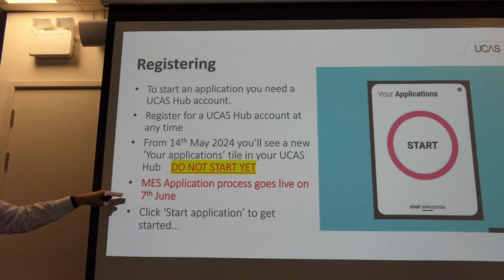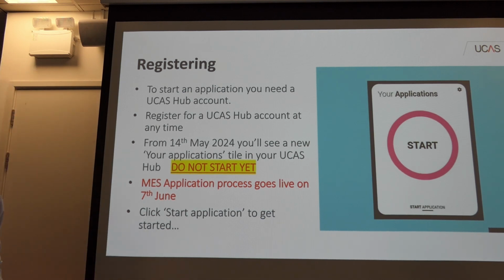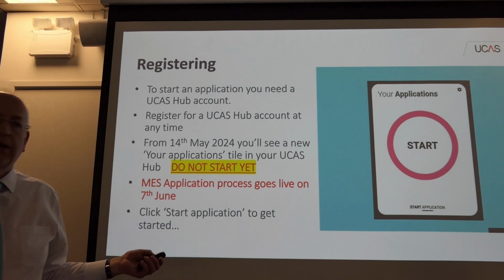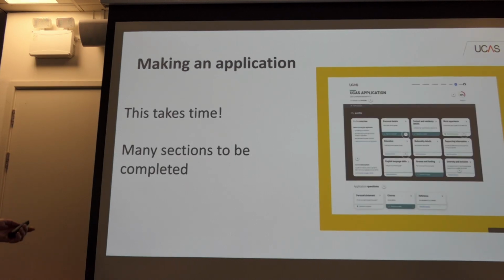But your application does not go live until the 7th of June. On the morning of the 7th of June, I will hit go live, and you'll be able to start your application after that assembly, because I will have told you something called the buzzword. We're linking to the school because we need to see your application. Basically, it asks, are you applying from a school or college or centre? Yes, and we will put in the buzzword.